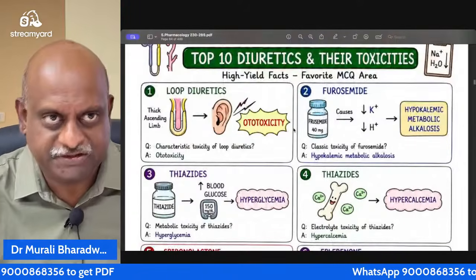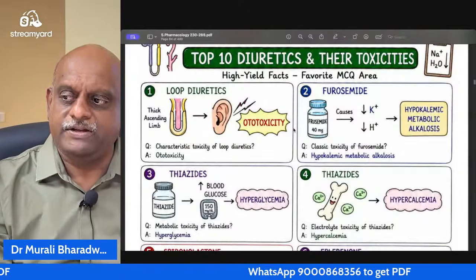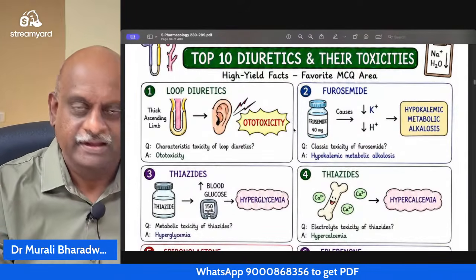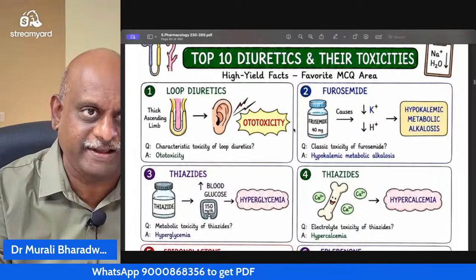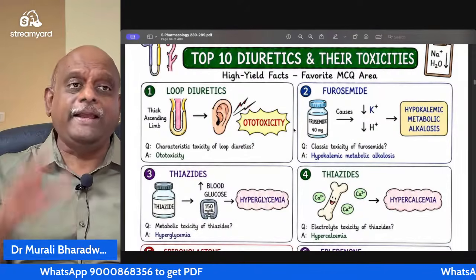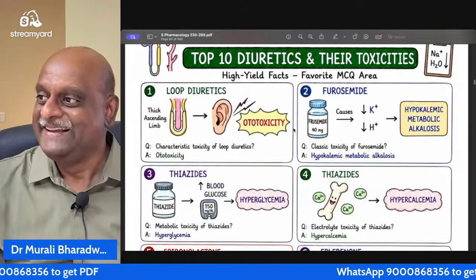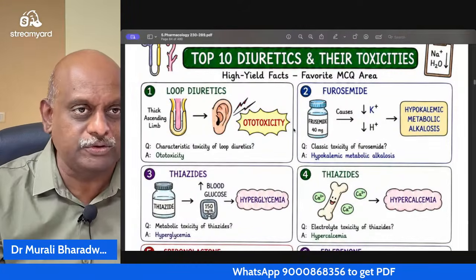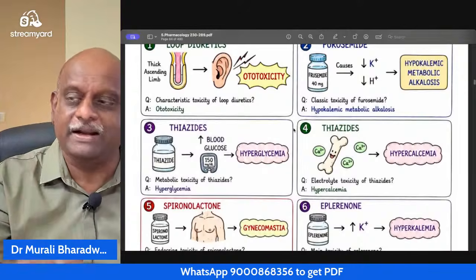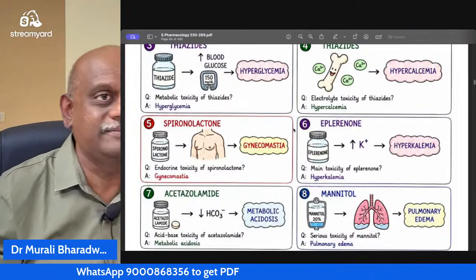Now, side effects. So what are the side effects of marriage? Right, marriage is done, now the side effects of marriage will come. Loop diuretics are ototoxic, can't you hear? Furosemide causes hypokalemic metabolic alkalosis. Thiazides lead to hyperglycemia. Thiazide also leads to hypercalcemia.